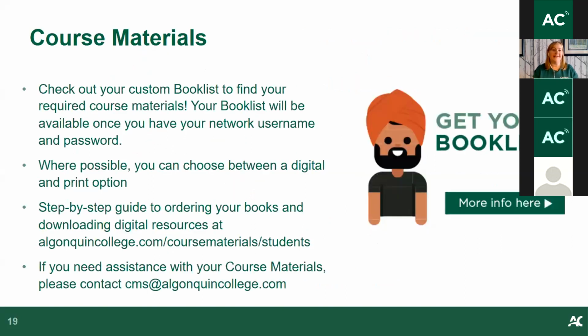So course materials, the best part of course materials is that there is a custom book list. So you can find all of your required course materials in this book list. Your book list will be available once you have your network username and password. You will be able to find that in Access, which is the student portal. You can log into your book list at thecampusstore.ca/booklist. Where possible, you can choose between a digital and a print option, so it's up to you, whichever you feel like you study with the best.